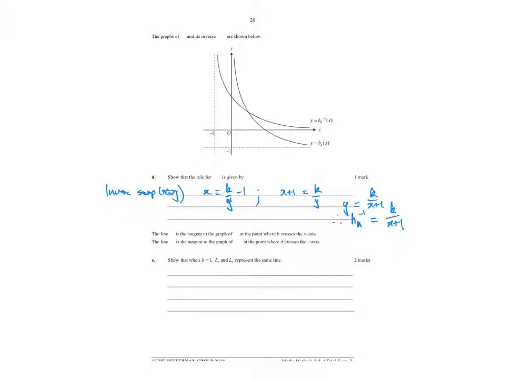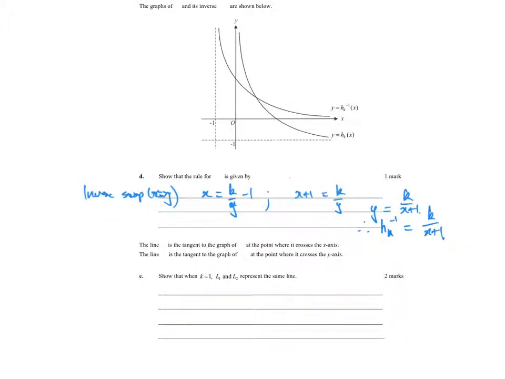All right, the line L1 is the tangent to the graph of h_k at the point where it crosses the x-axis. So here's my tangent line there. Okay, so let's have a look. When k equals 1, L1 and L2 represent the same line. So the two lines that we're talking about here: that's one tangent line, that's the other tangent line.